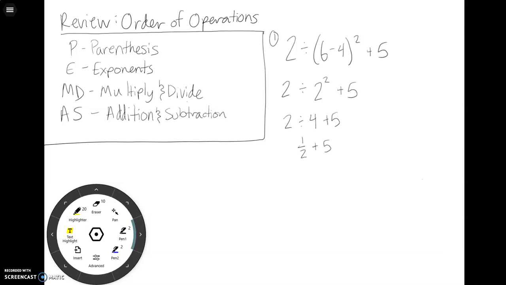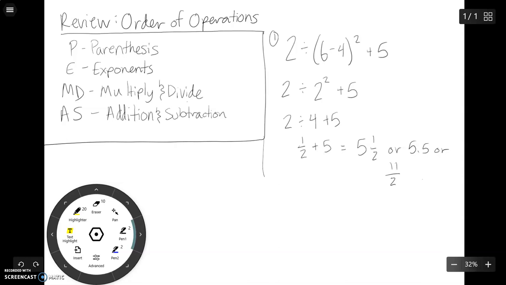And then we just perform that addition. So 1/2 plus 5 is going to be 5.5. Or you could write it as 5 1/2, or you could write it as 11 halves. Any of those are acceptable answers, and I'm not going to be super picky about them. I will let you know if I want a specific form of answer.